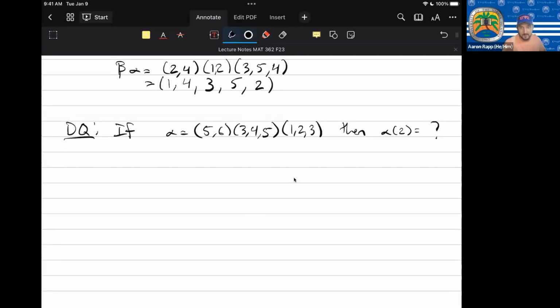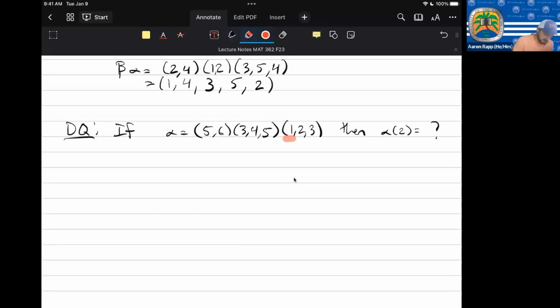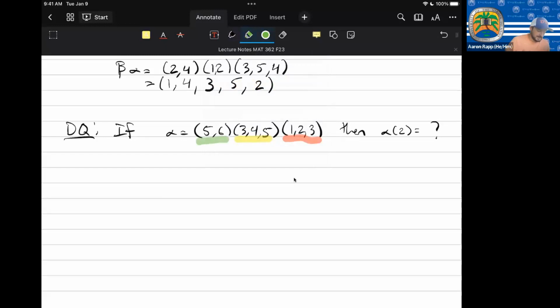When I'm looking at a product of cycles, I'm trying to put an input through it. Which cycles do I start with? Or how do I read the cycles? Right to left, right? So I have one cycle here, which is 1, 2, 3. I have another cycle here, which is 3, 4, 5. And then the last cycle would be 5, 6.